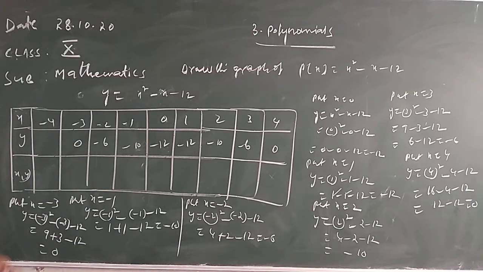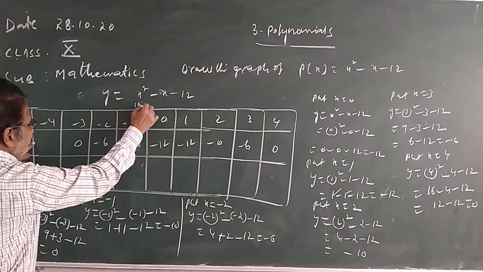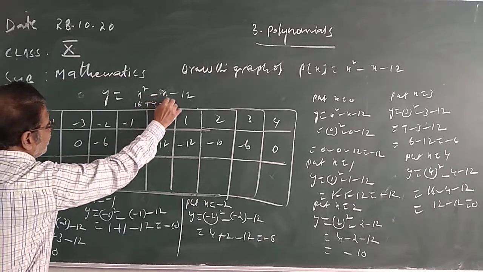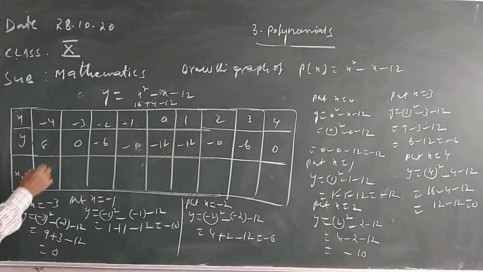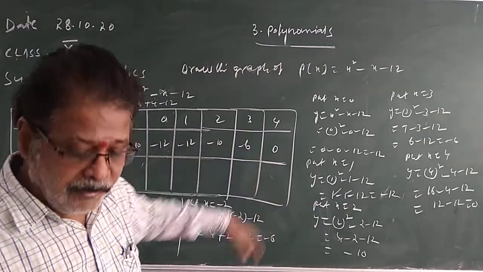Like this, put x is equal to minus 4. Minus 4 squared is 16, minus of minus 4 is plus 4, minus 12. 16 plus 4 is 20, 20 minus 12 is 8. Like this we will get the values. I hope you understand the substitution: you substitute the x value, and you will get the y values.